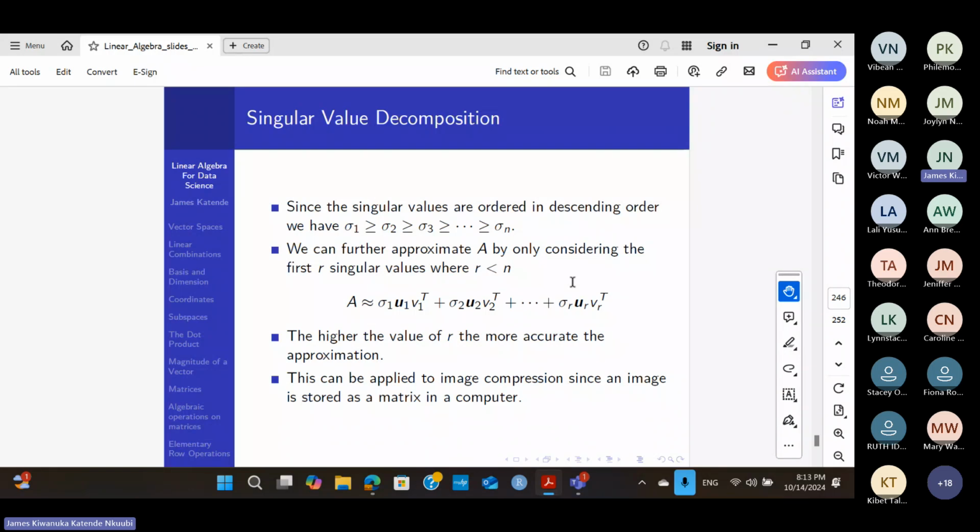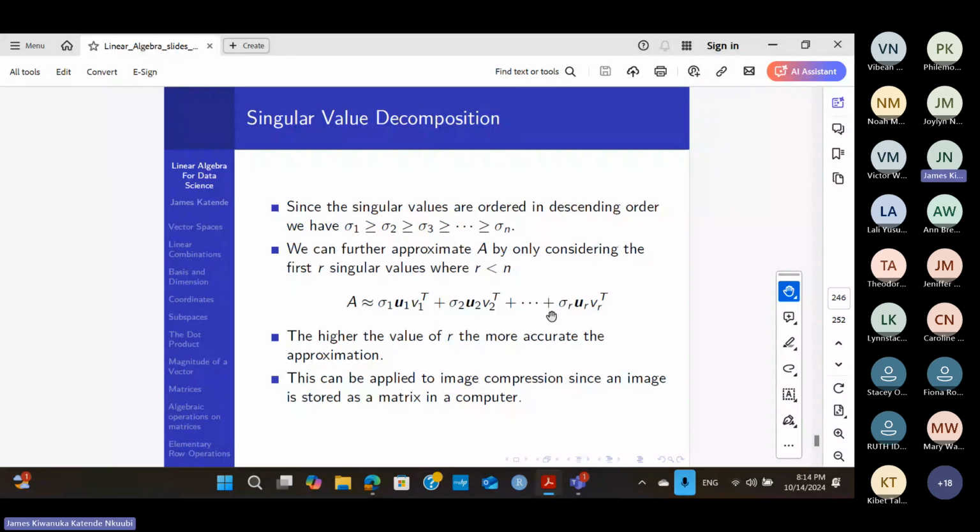So this is repeating what I was saying earlier. The singular values are put in descending order. And therefore, if you just pick some of them, so suppose you pick only r of them where r is smaller than n, then you can get an approximation of the matrix A using this expansion. Each of these is a rank 1 matrix.